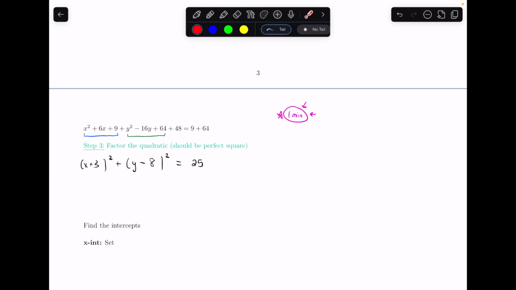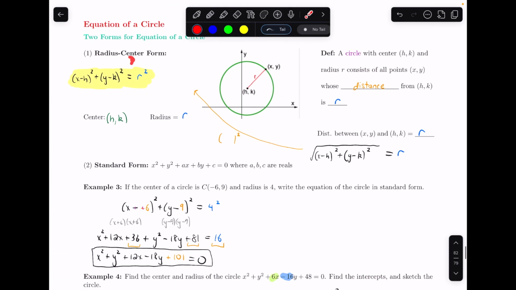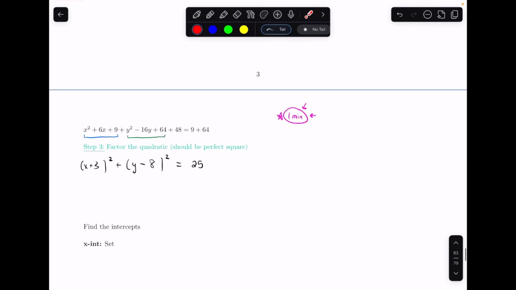So what I have now is a perfect square with the x's, a perfect square with the y's, and then some number on the other side. This is now in my radius center form. So I'm ready to write down the center and the radius.